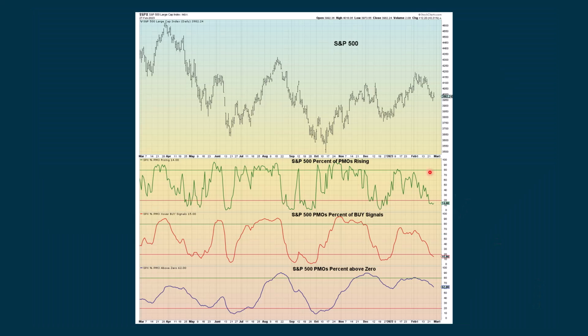Here's the PMO study, where the PMOs that are rising is still extreme negative, as are the number of buy signals, and that continues to decline.